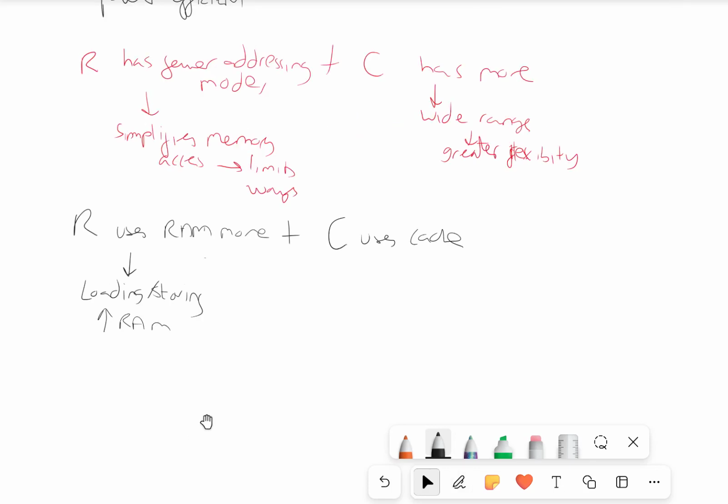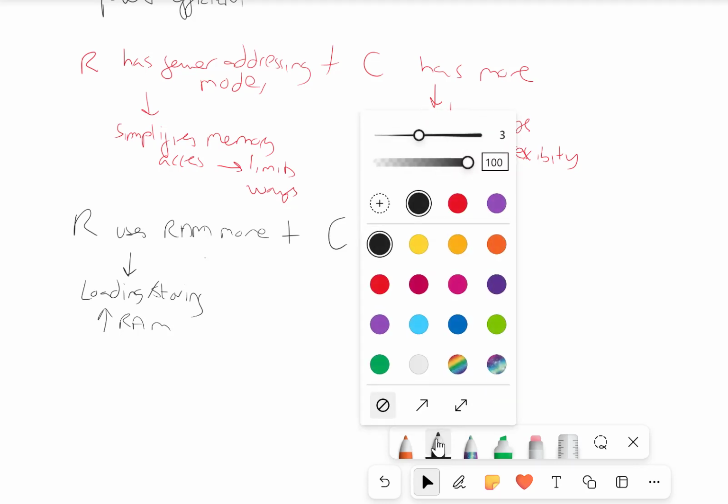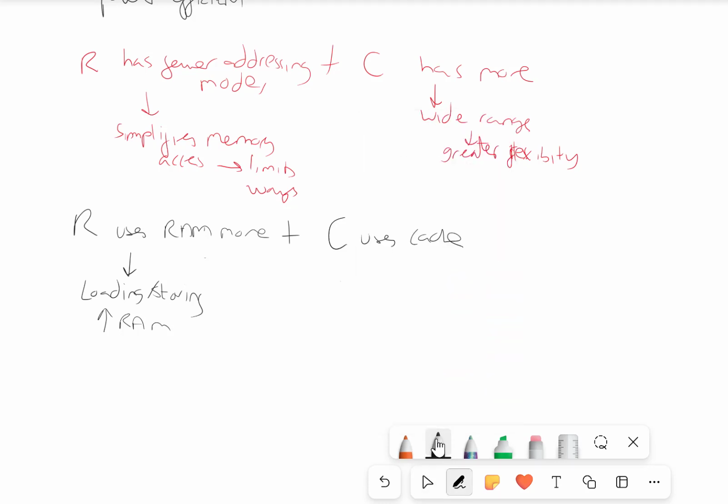Let me say that again. RISC has more registers than CISC, but it still uses RAM when it comes to loading and storing. CISC wants to speed up the process, so it uses cache memory, so it can deal with the complexity of the instructions. So it means quick access to data and the instructions without having to go all the way to RAM.